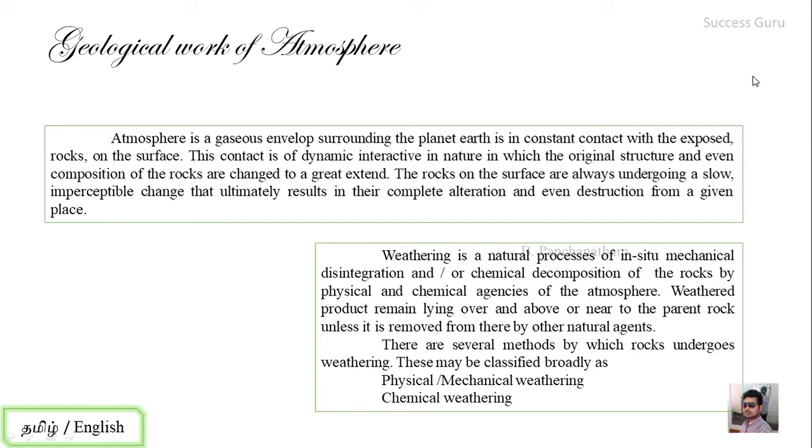Let me explain what mechanical disintegration is. Let this be the parent rock which has been exposed on the surface, and the composition of the parent rock is, say, ABC. When the weathering process takes place and produces fragments, and the resultant fragments have the same composition as the parent rock, that is called physical weathering, in which only disintegration of the rock takes place.